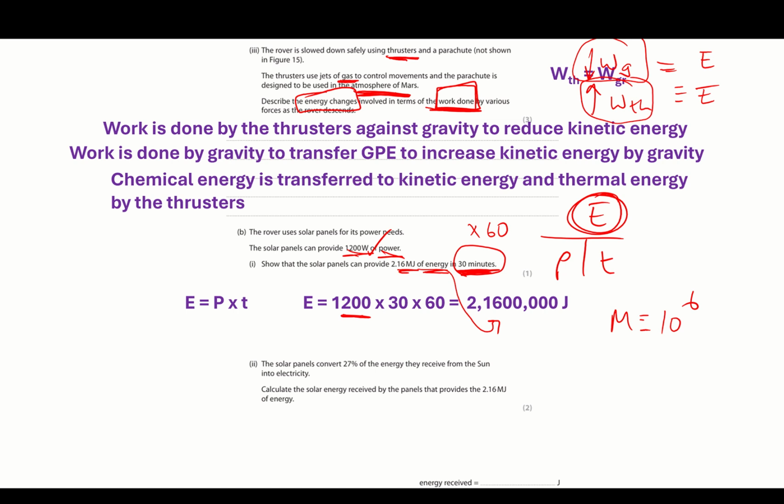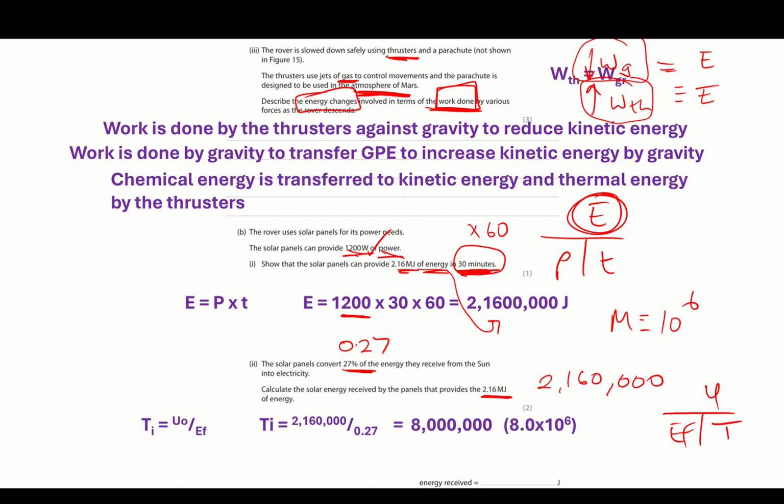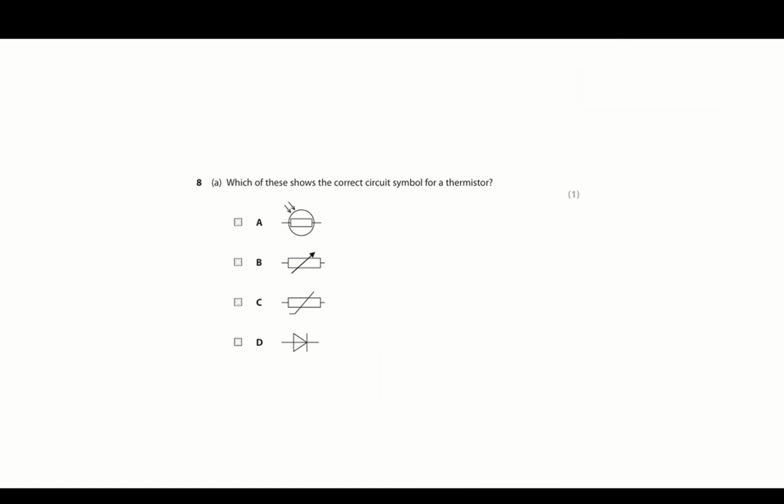The next one, they convert 27% of the energy, so we're going to change that to its decimal, 0.27. Calculate the solar energy received that provides 2.16 megajoules. So we know that's 2,160 million joules, and we're going to need our efficiency equation. So we're after the total input. Calculate the solar energy received. So that's the total that goes in, and that's this one here, total input. And now we can go, the useful output is this, divided by 0.27, and we get 8 million. That's it.